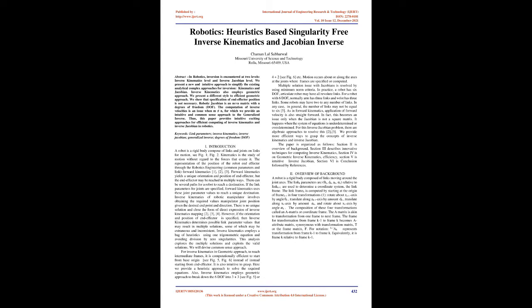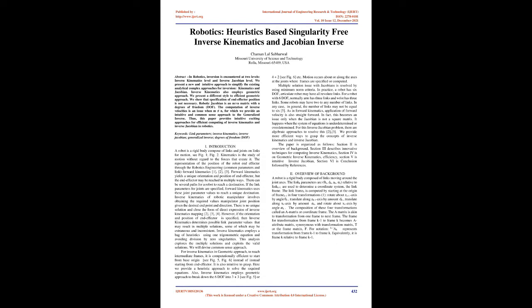Inverse kinematics employs a bag of heuristics using one trigonometric equation and avoiding division by zero singularities. This analysis explores the multiple solutions and exploits the valid solutions. We will devise a common sense approach. For inverse kinematics in the geometric approach, to reach intermediate frames, it is computationally efficient to start from the base origin, see Fig 5, Fig 6, instead of starting from the end effector. It is also intuitive to grasp.